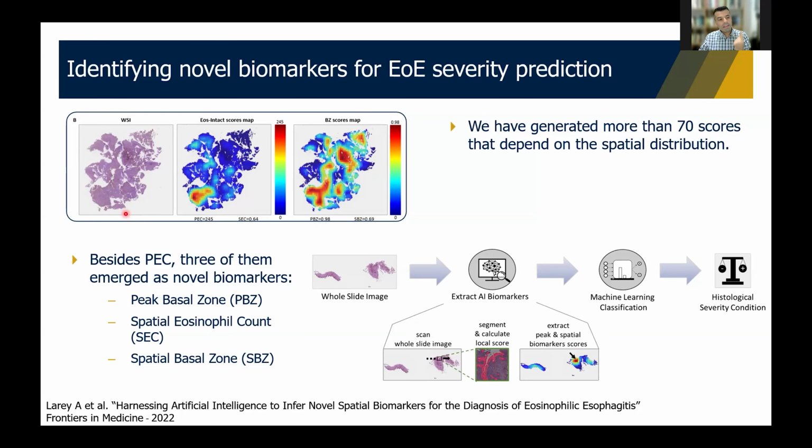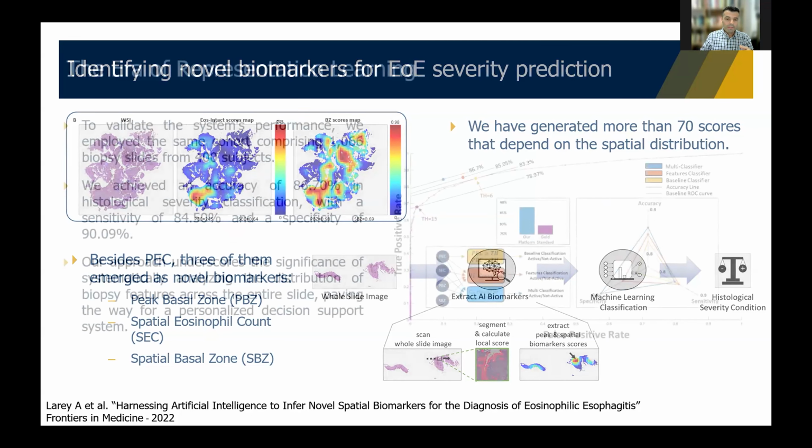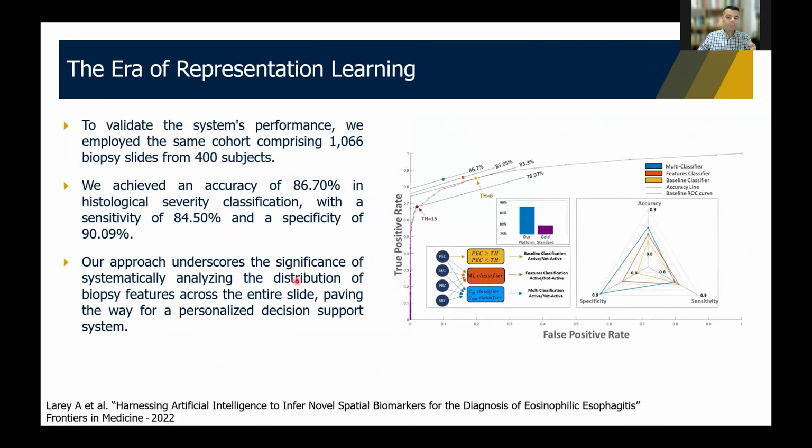So now instead of having 1 score, in the case of the PEC, we have now 70 numbers that describe the tissue. And based on these scores, we were able to infer 4 new novel biomarkers that, using them, we were able to improve the severity prediction of patients. I will not get into all the details of these figures. This is quite a convoluted figure.